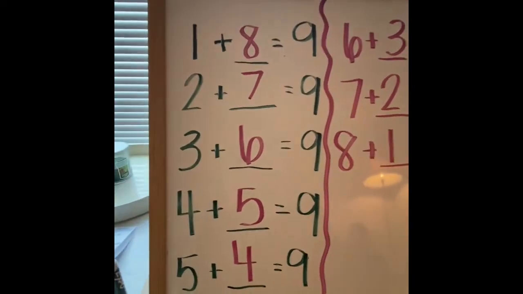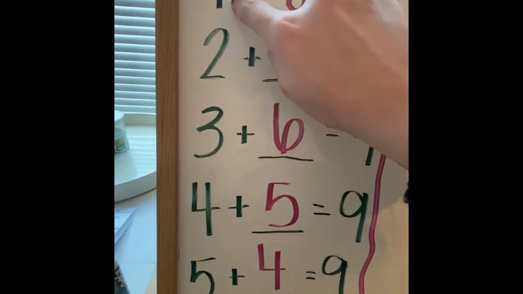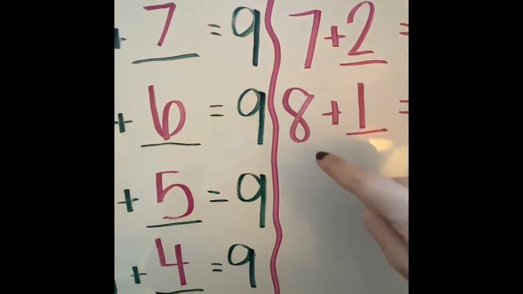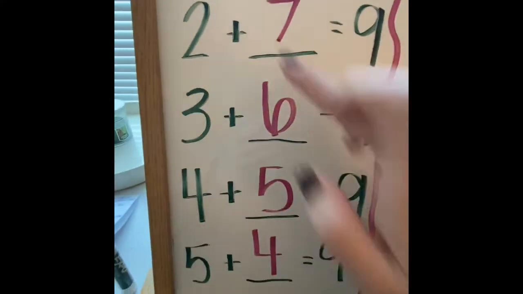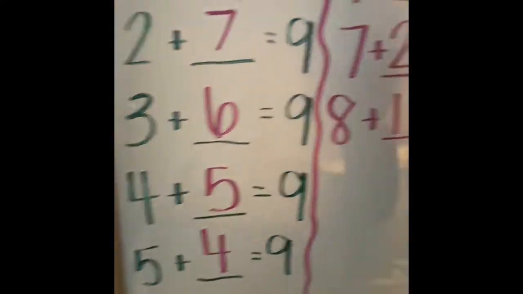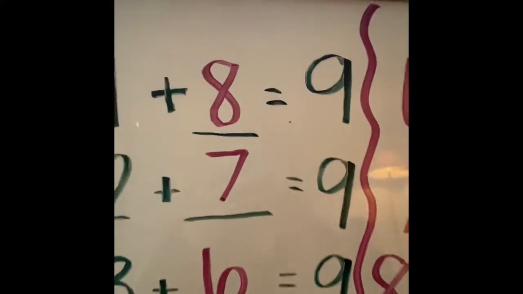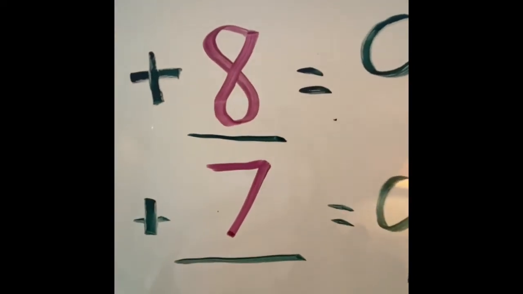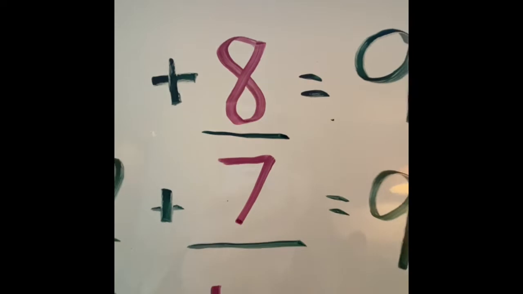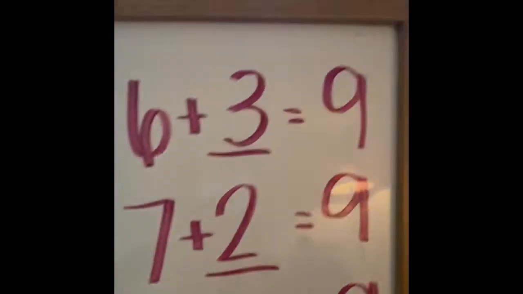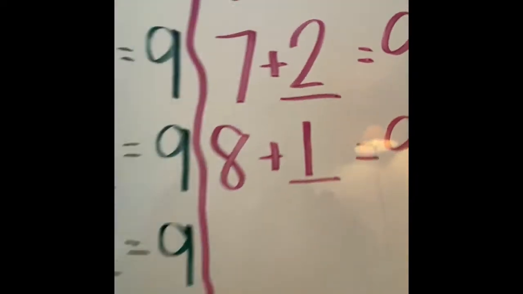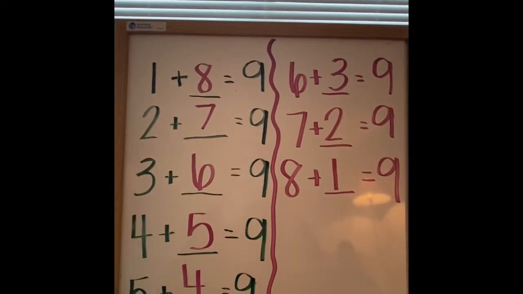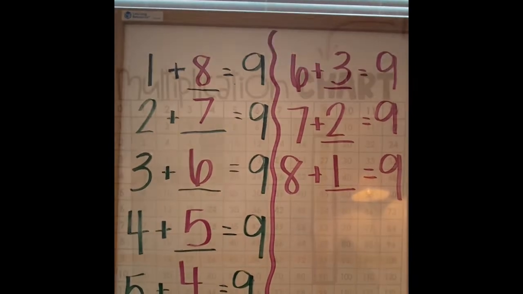Now, what I want you to observe is the fact that all of my add-ins right here on the left-hand side, they are going up by 1. 1, 2, 3, 4, 5, 6, 7, 8. But in the ones column, you'll see that these numbers are going down by 1. 8, 7, 6, 5, 4, 3, 2, 1. Now, this is just a quick little warm-up and introduction as to what we are going to be learning next.